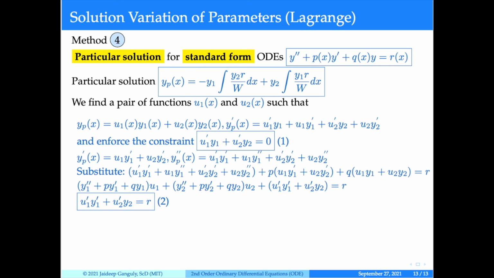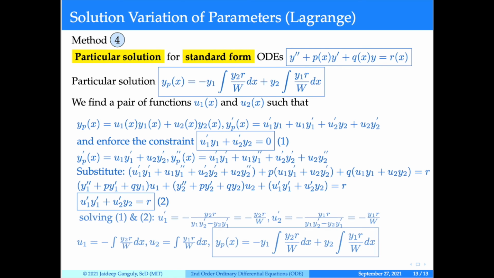Compute the derivatives of the particular solution and substitute in the ODE to arrive at equation 2. Solve the equations 1 and 2 to find u1 prime and u2 prime. Integrate to find u1 and u2. We can now compute yp.